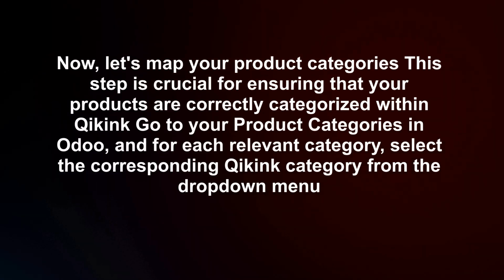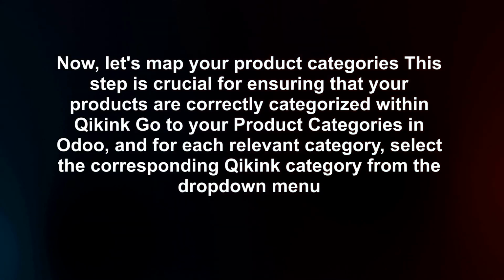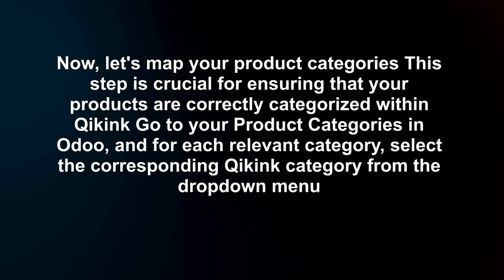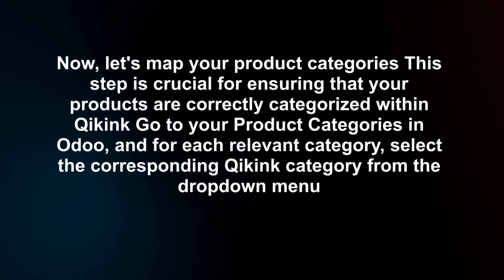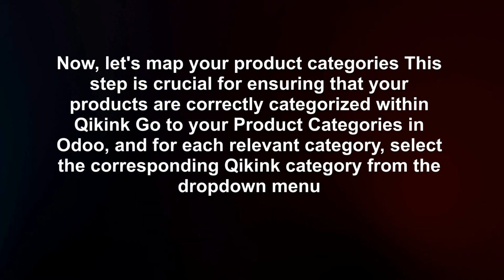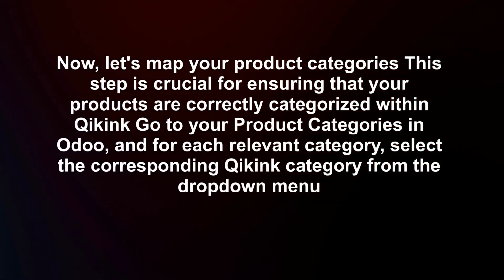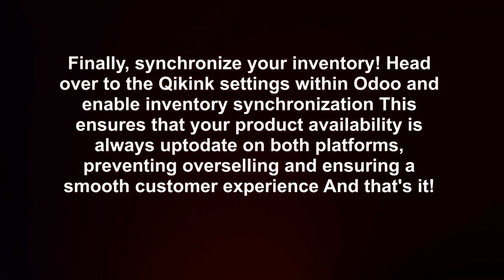Now, let's map your product categories. This step is crucial for ensuring that your products are correctly categorized within Qikink. Go to your product categories in Odoo, and for each relevant category, select the corresponding Qikink category from the drop-down menu.